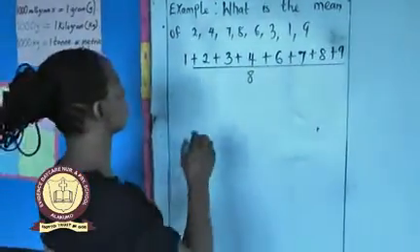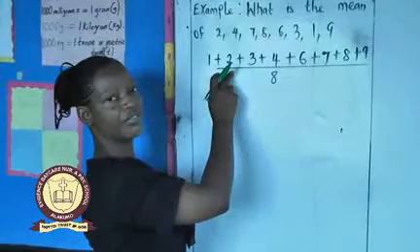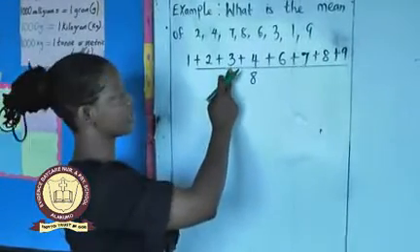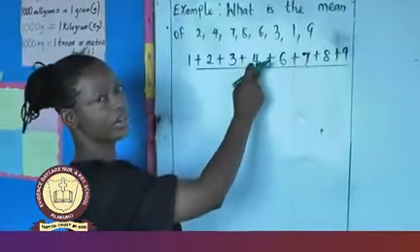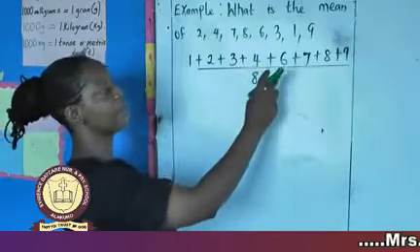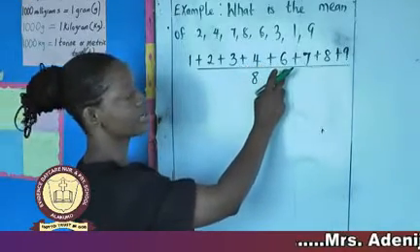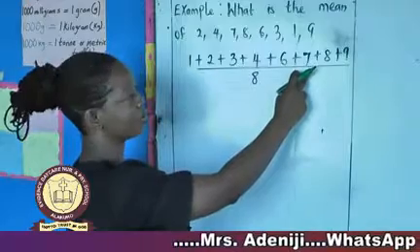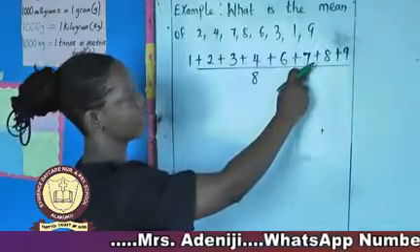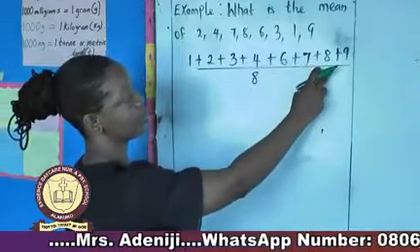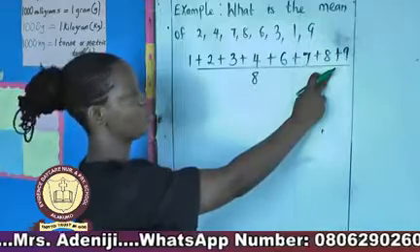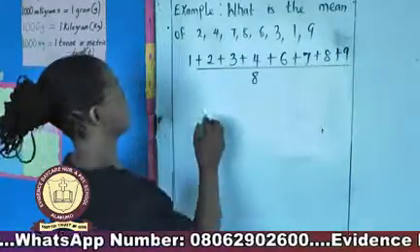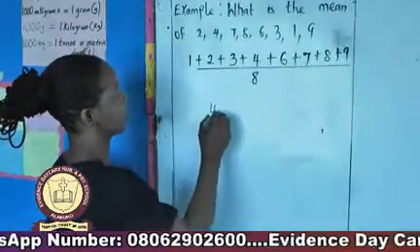Now let's do that. 1 plus 2 will give us 3. 3 plus 3 will give us 6. 6 plus 4 will give us 10. 10 plus 6 will give us 16. 16 plus 7 will give us 23. 23 plus 8 will give us 31. And 31 plus 9 will give us 40. Now, you write your 40.